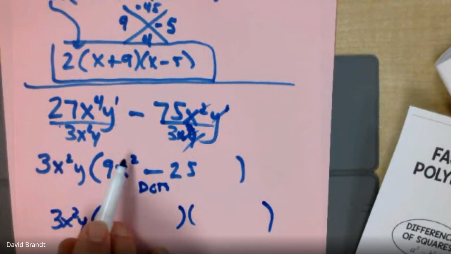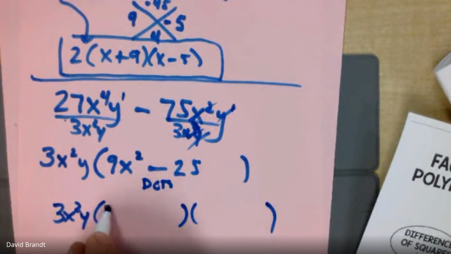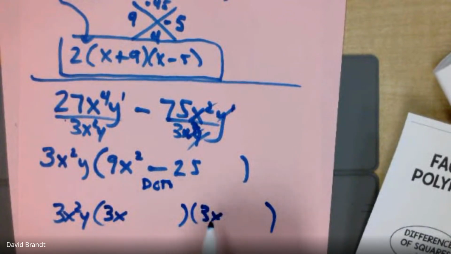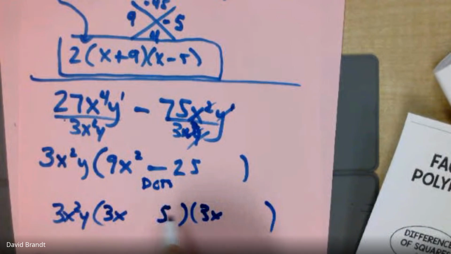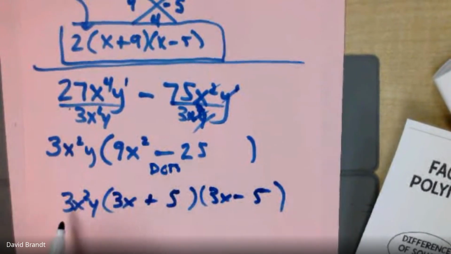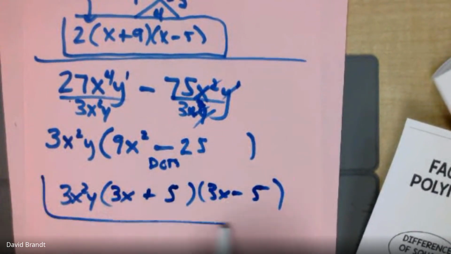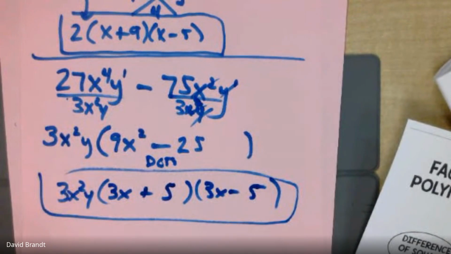And remember, what's the square root of 9x squared? 3x. You have to put it in both places. What's the square root of 25? 5. One gets a plus, one gets a minus. And don't forget, keep your greatest common factor in front. So that was example number 2.